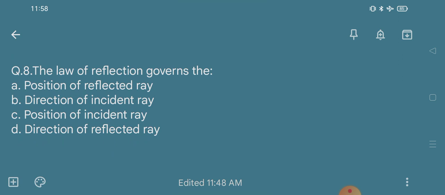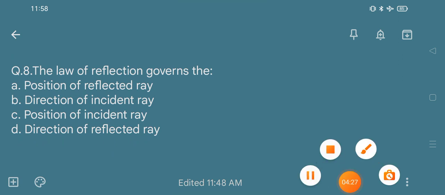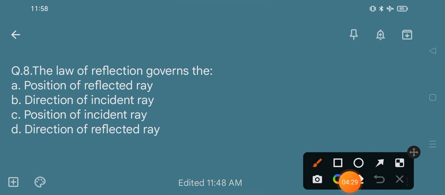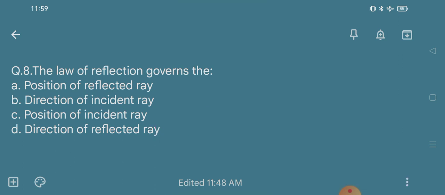Question number 8. The law of reflection governs the option A position of reflected ray, option B direction of incident ray, option C position of incident ray, option D direction of reflected ray. The correct option is option D, that is direction of reflected ray.